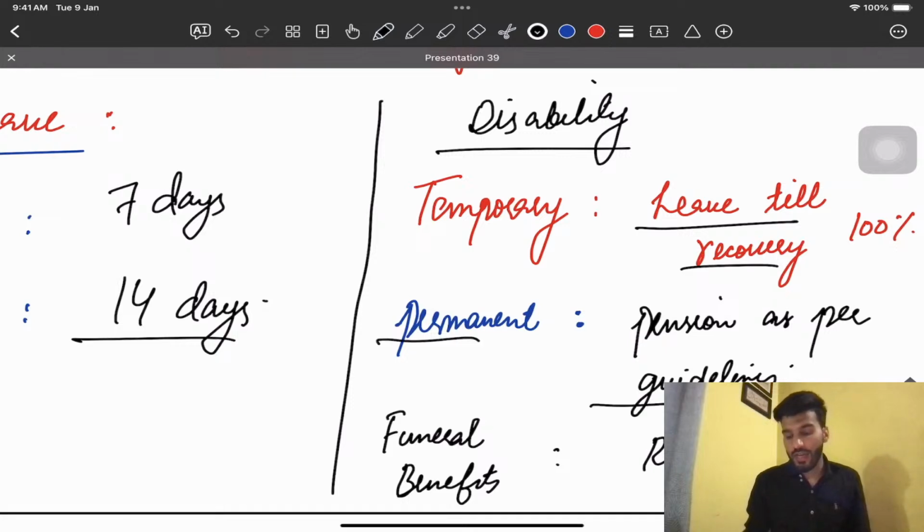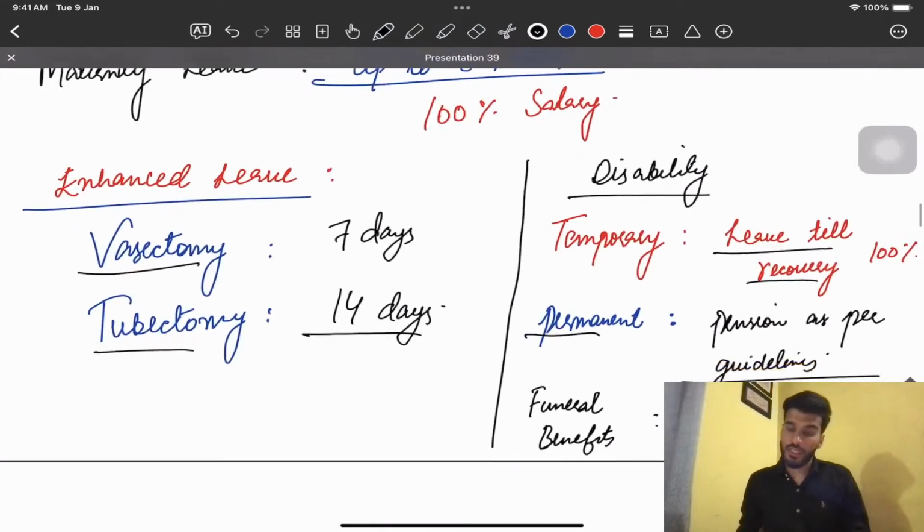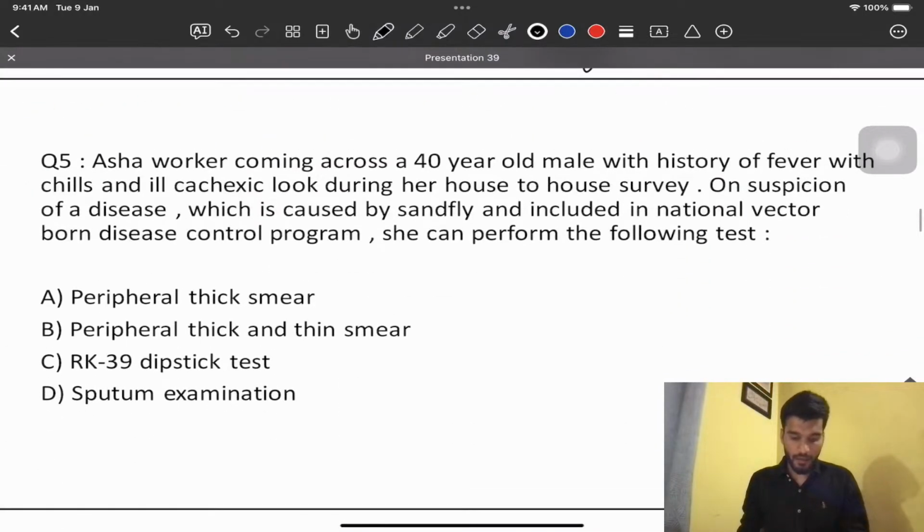Permanent, it will be the pension as per the guidelines, and the funeral benefits will be rupees 15,000. Okay. Now, guys, one repeated question is here.